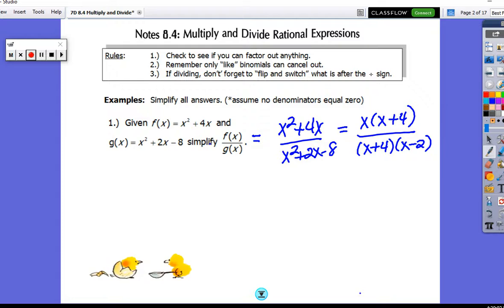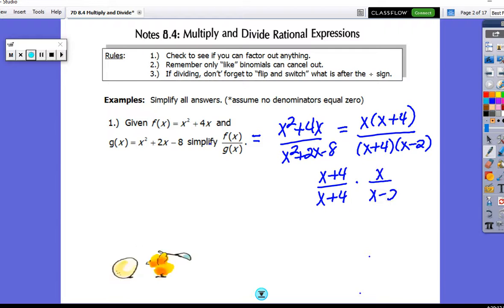All right, we're looking for like factors. So x plus 4 over x plus 4. If we line up our like factors, all right, that's equal to 1. So that means our simplified answer is going to be x over x minus 2. All right, so that's what we're going to be doing. We're going to be factoring and crossing out common factors today.